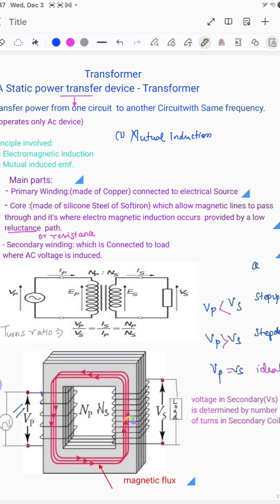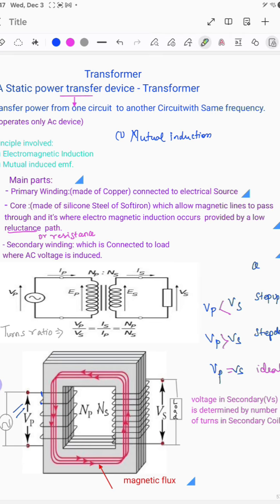So how to determine the voltage? The voltage determination is based on the number of turns in the primary to the number of turns in the secondary. This is given by the formula: turns ratio is equal to Vp, the voltage in the primary, by Vs, the voltage in the secondary, equal to Np, the number of turns in the primary, to Ns, the number of turns in the secondary, right?